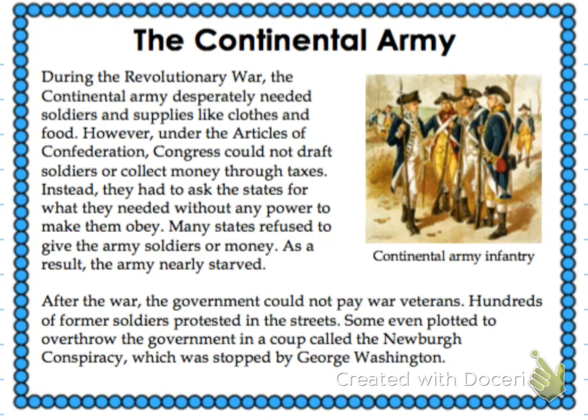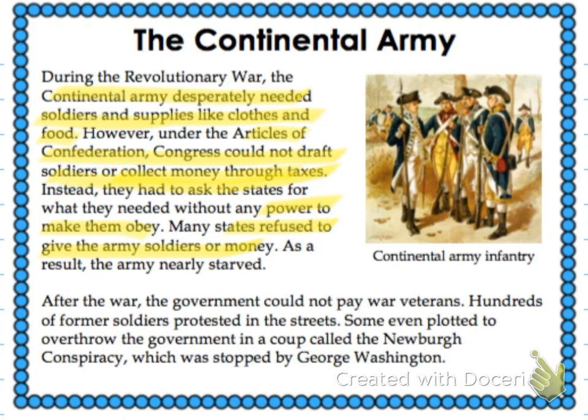So let's go back and highlight. In this paragraph, it's important to know that the Continental Army, they were desperate. They needed things. And under the Articles of Confederation, the Congress could not draft soldiers or collect money through taxes. That's a major deal. And they did not have the power to make states obey. And states just simply refused to give the army soldiers or money. They're like, tough. We don't have to. We're not going to. Next paragraph.